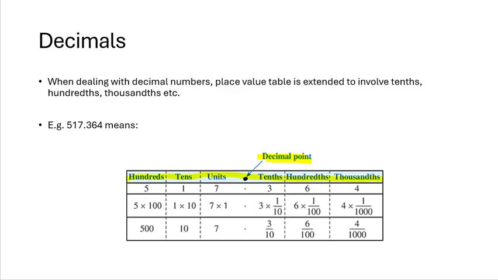That's very important. For you all, this is the max that you will deal with, but you might deal with worst case scenarios, so you never know. Just understand that this is the core concept. So basically, the number 517.364 means the 5 goes in the hundreds, 1 goes in the tens, 7 goes in the units. Obviously, you have the decimal point there, and then you have 3 tenths, 6 hundredths, and 4 thousandths.